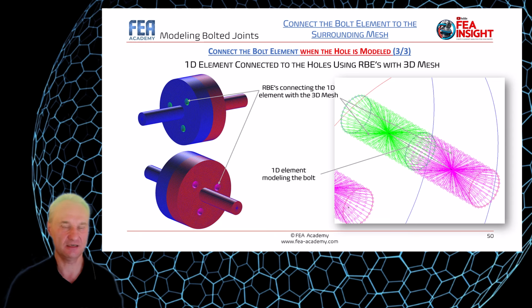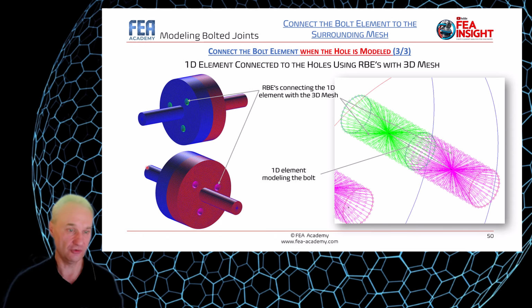Here is an illustration with a 3D approach. You see it is the same, except that the MPC elements are in 3D. So you have a node here, another one here at the middle of the two holes, connected with a 1D spring or a 1D beam element.